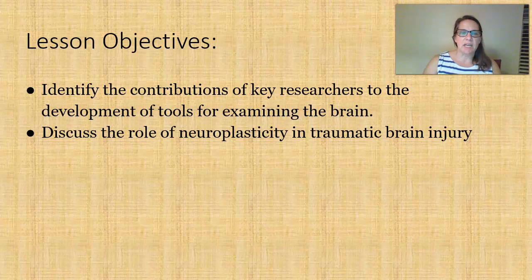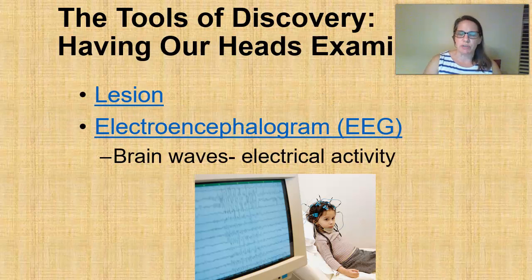We are, again, identifying key contributions of researchers into the development of tools for examining the brain. And then we're going to discuss the role of neuroplasticity in traumatic brain injury. Okay, so first of all, how did we learn all of this information? How do we know what these parts of the brain do, where they're located, all of that information?